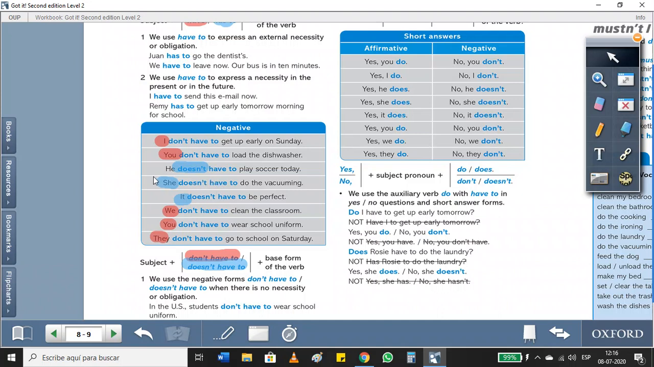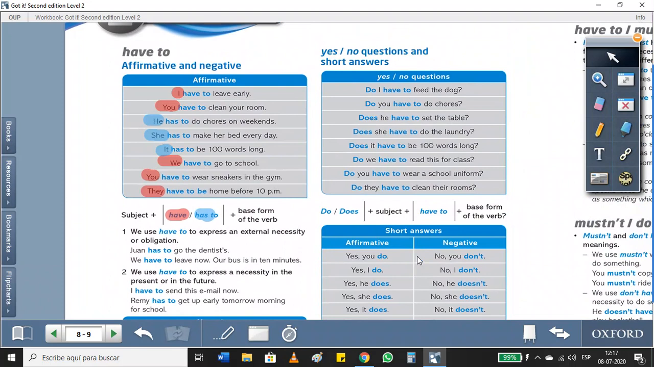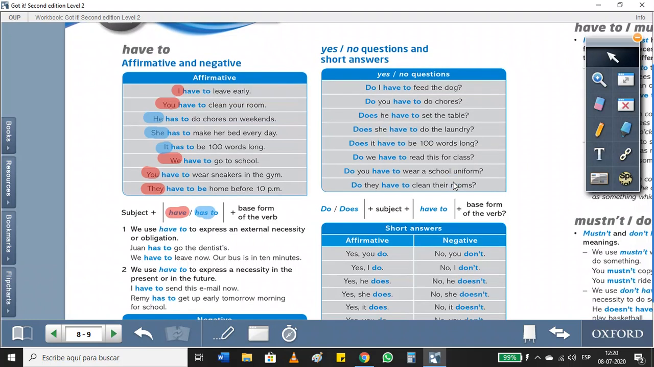Okay? So, he doesn't have to play soccer today. She doesn't have to do the vacuuming. It doesn't have to be perfect. Okay? So, now, we have this part here. We have the yes and no questions. Here, we have yes and no questions and short answers. And, as you can see here, it's basically the same. Look at here. With the red ones, I'm gonna use do. Okay? Do you, do I, do we, do you again, and do they.